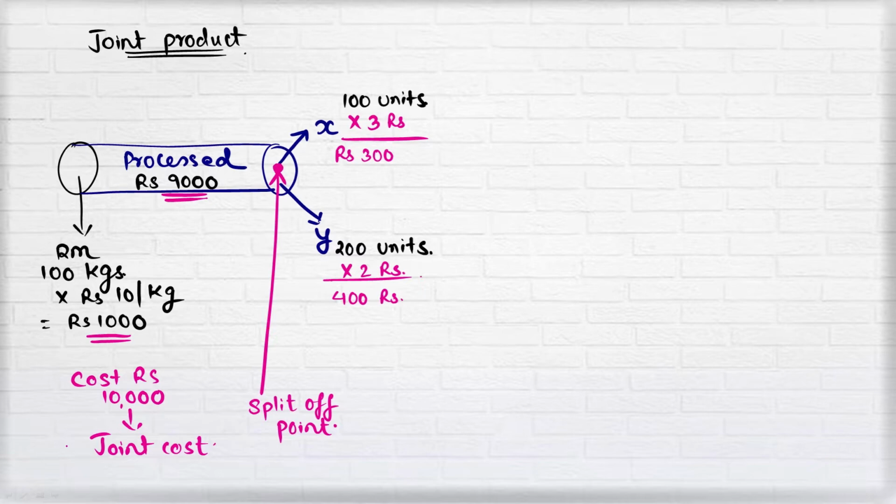Product X, if not sold, can be further manufactured. And how can it be manufactured? Again, you will have to do the process. Can I say it is further processing cost?